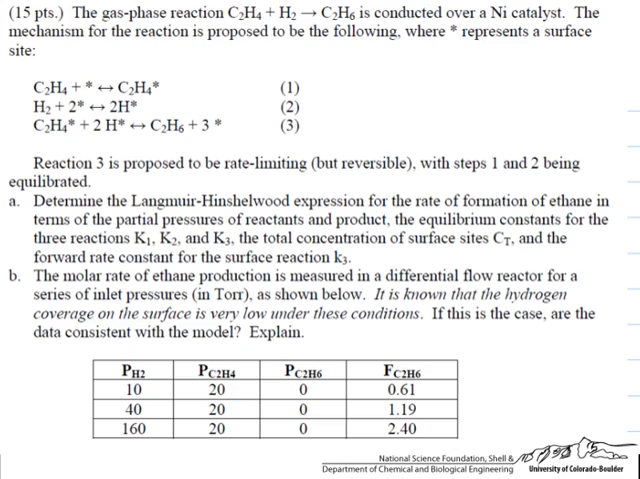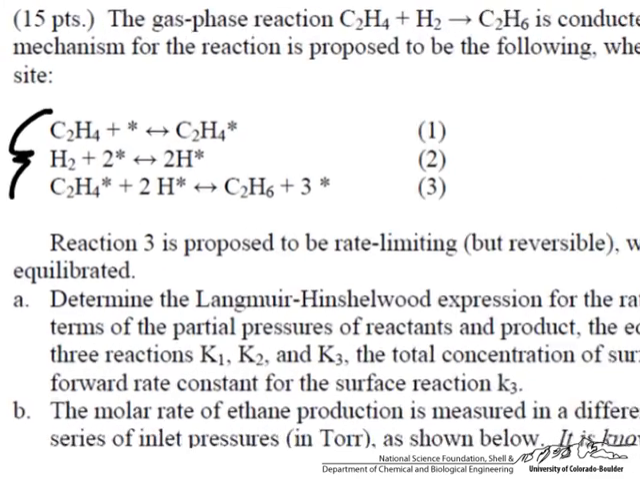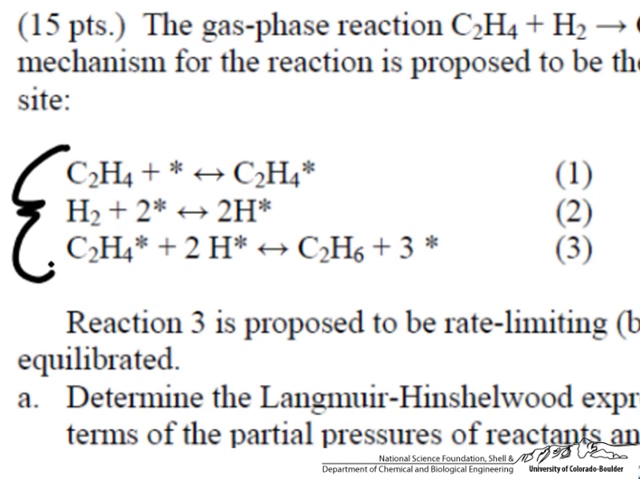is proposed to consist of just a few simple steps, shown here, which involves the adsorption of ethylene onto a surface site in reaction 1 to form adsorbed ethylene in a reversible step, the dissociative adsorption of hydrogen onto two surface sites to form two hydrogen atoms, and then adsorbed ethylene reacting with two adsorbed hydrogen atoms to produce ethane directly in the gas phase, which is pretty typical because ethane is very weakly adsorbed, which frees up those three surface sites to participate in another reaction in the cycle.